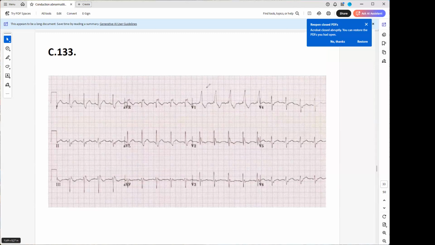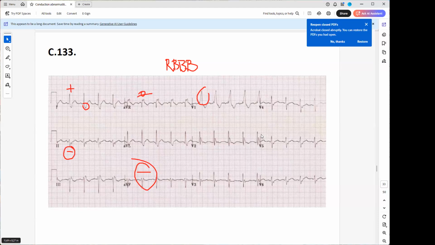So far, that's a right bundle branch block. Lead number one is positive. aVF is negative. Lead number two is negative. aVR, well, it's equiphasic.